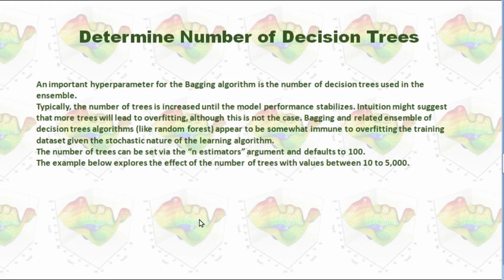For the second small model, we are going to use decision trees. An important hyperparameter for the bagging algorithm is the number of decision trees used in the ensemble. I'm going to show you how we can decide the best number of trees we should use for our model. Okay, let's go to Python to see how we can implement them.